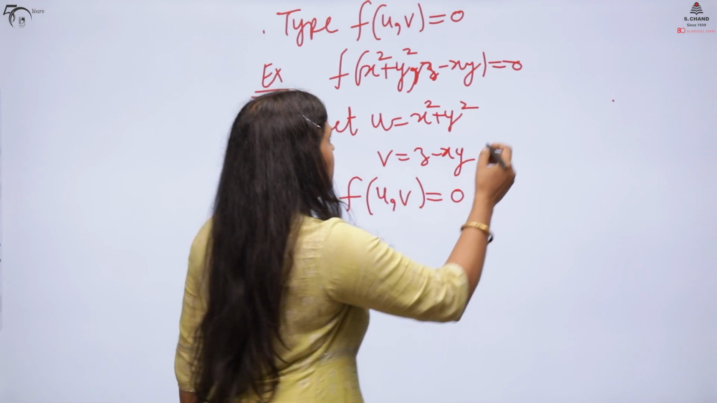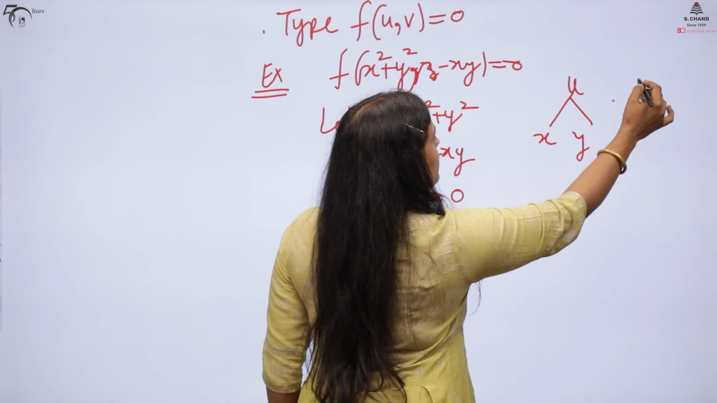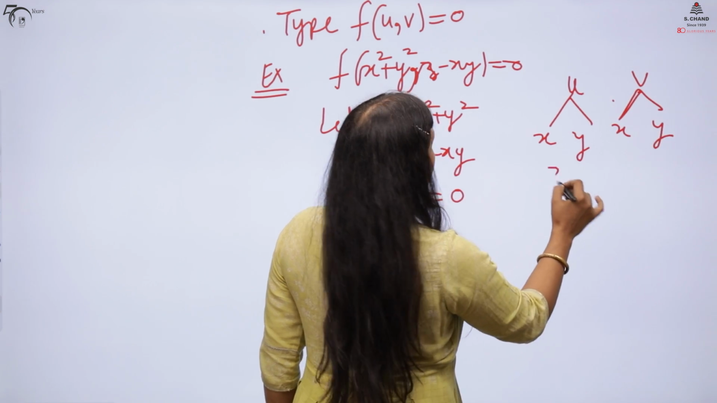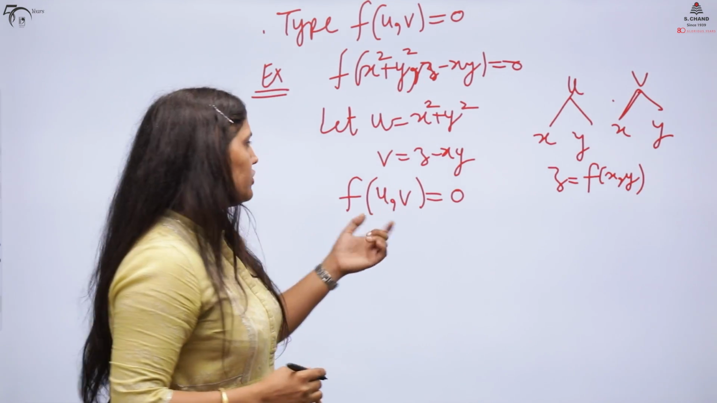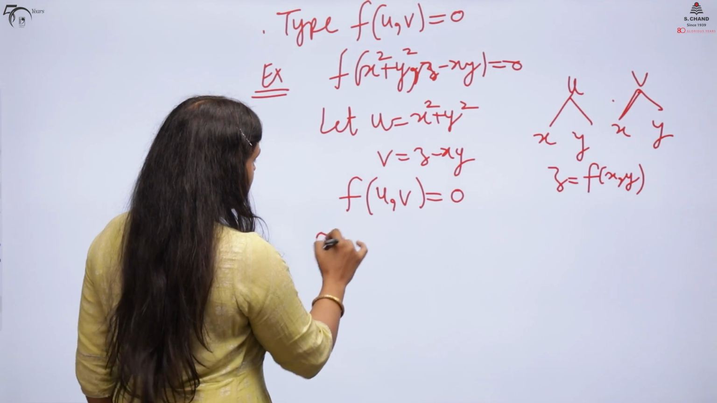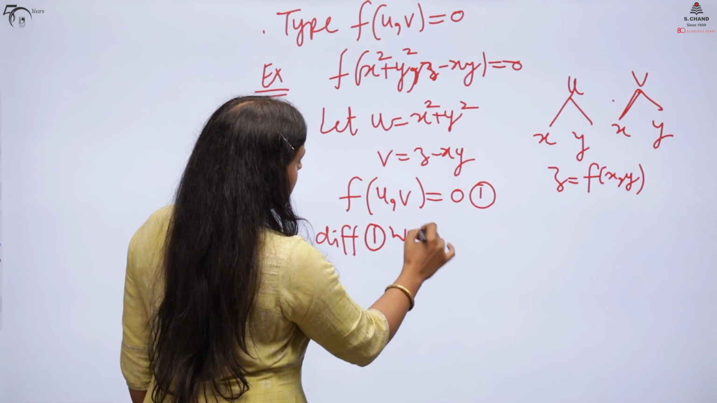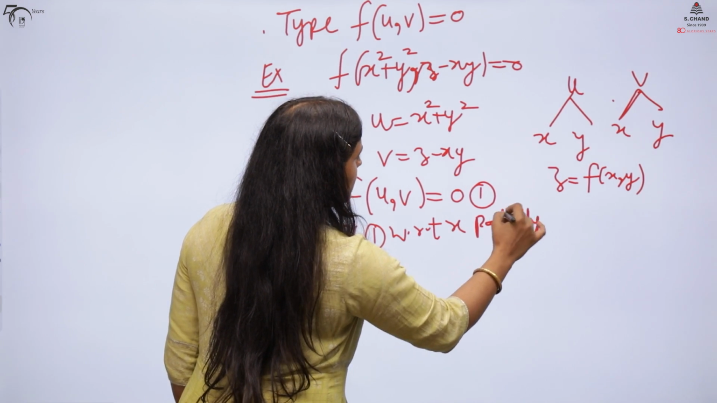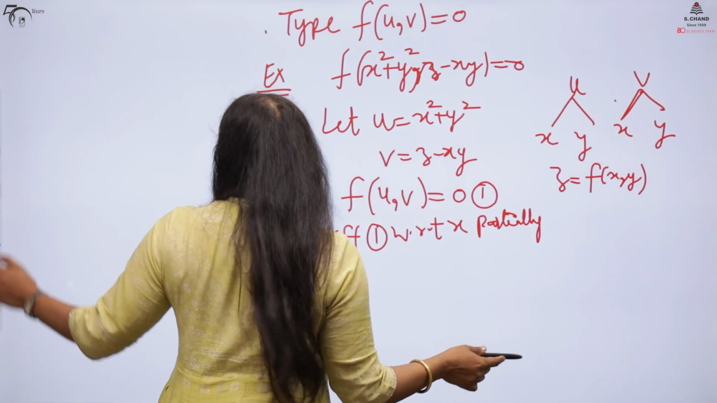Now, what will be the next step? First, you see your u is a function of x and y, and your v is a function of x and y, with z understood. So how will you take the derivative now, with u and v? Differentiating 1 with respect to x partially, or you can say taking the partial derivative of 1 with respect to x. How in this case will you take it? So let's learn.